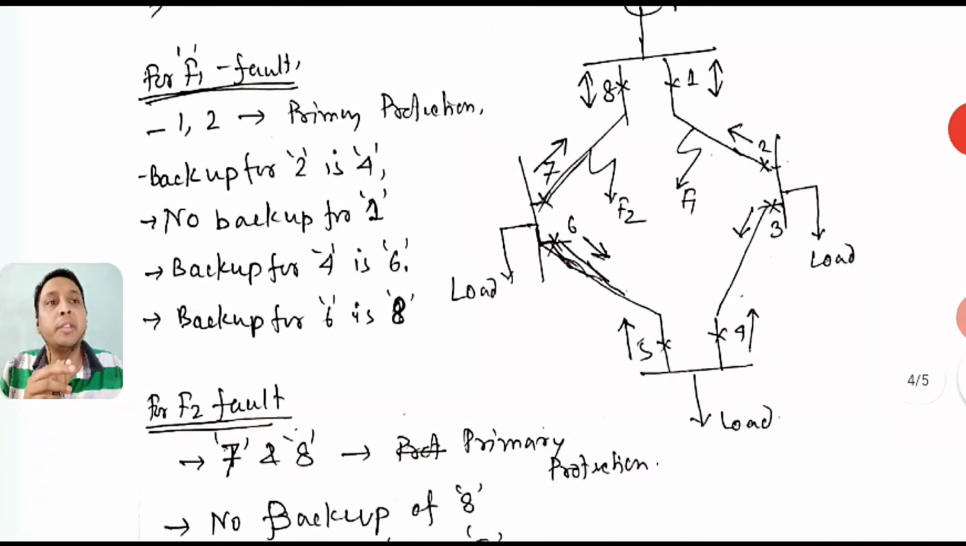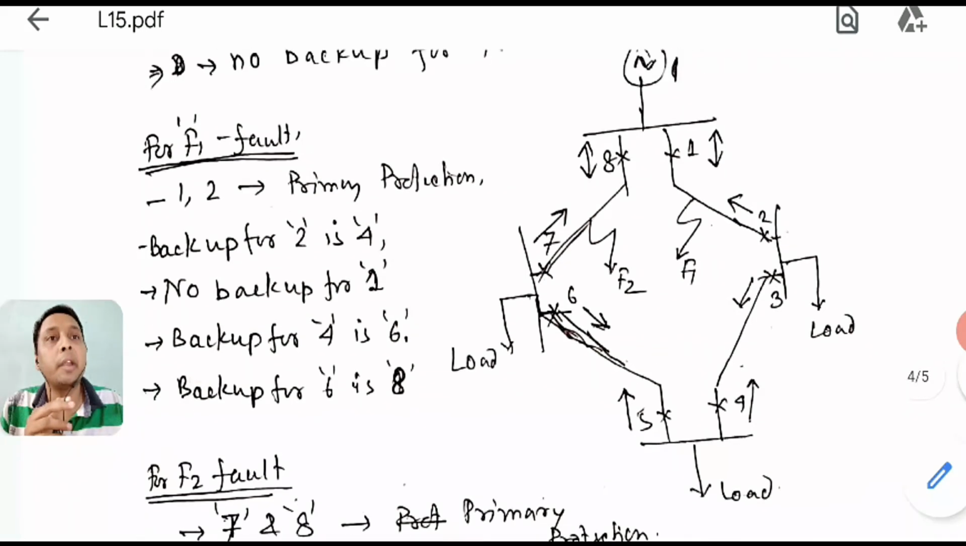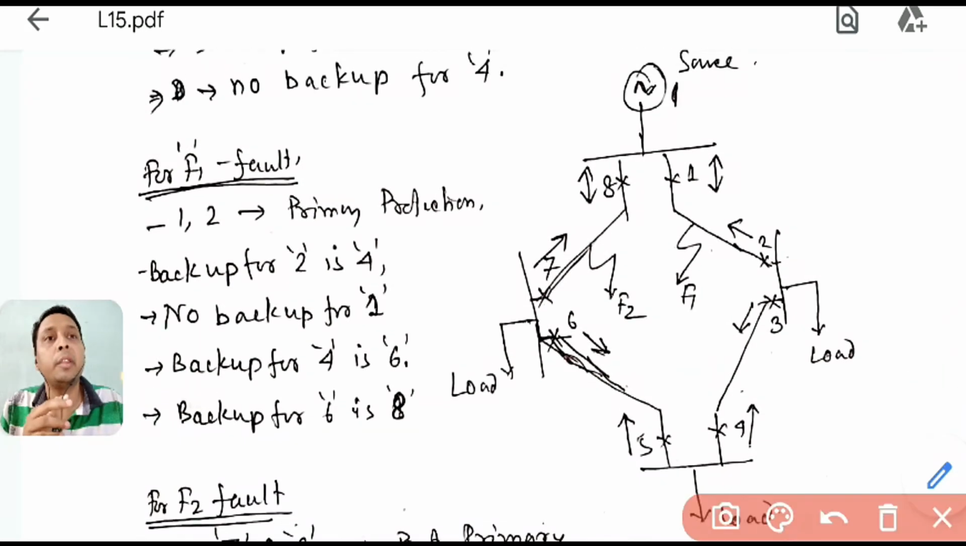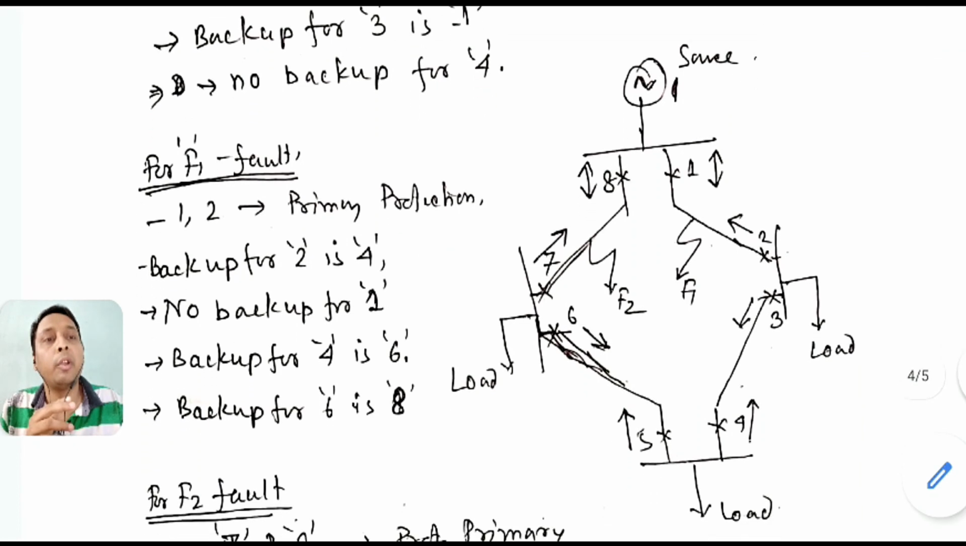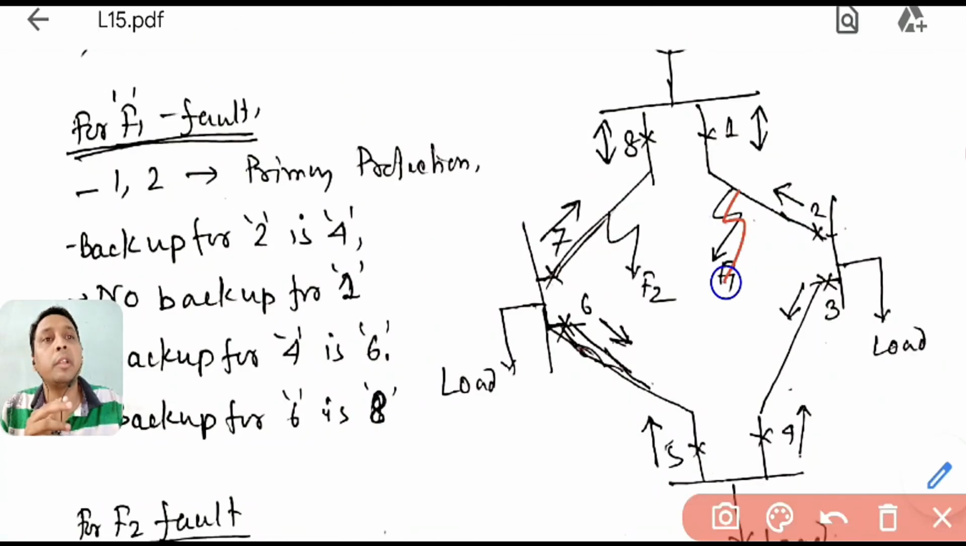So if you see, this one is the ring system, the third one that they are talking about. Here the generator is above and this forms a loop. There are 1, 2, 3 buses, and in each bus loads are there. Here I have considered 2 faults. Suppose there is a fault F1. Here this is the fault.